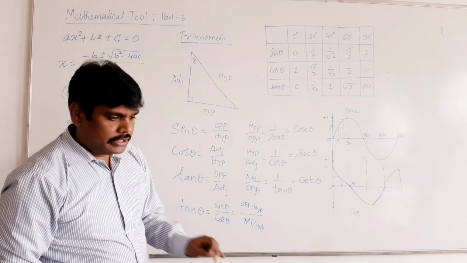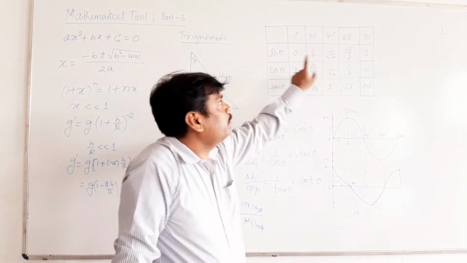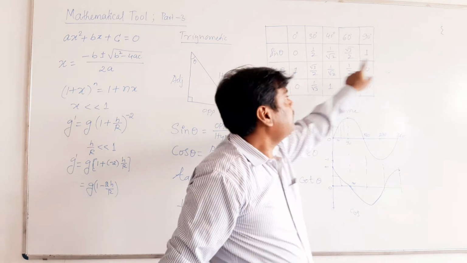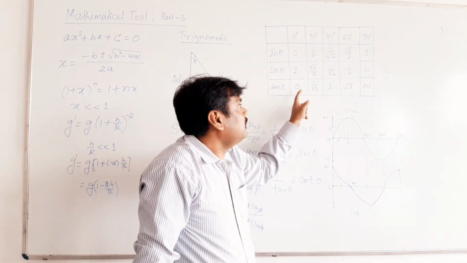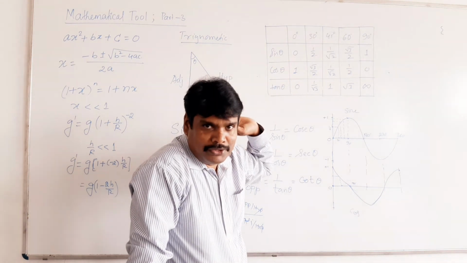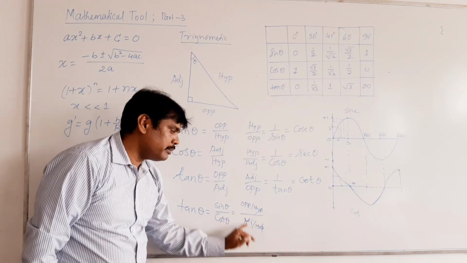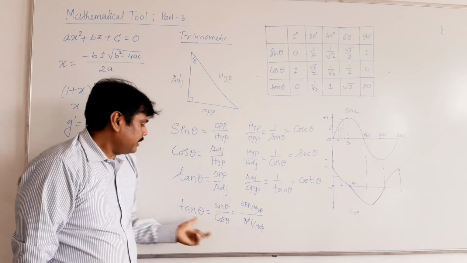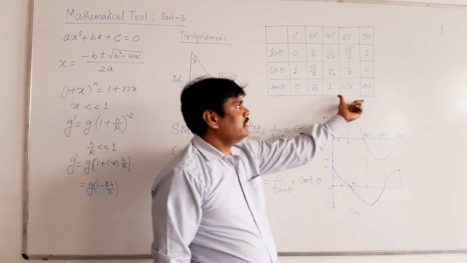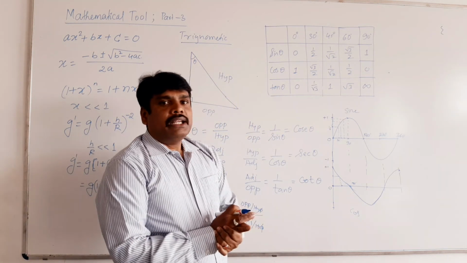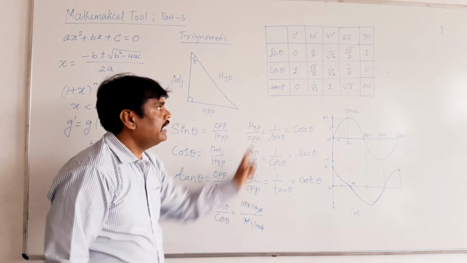Clear? So dear students, you should remember these values. As I told, if you remember the first row, then it is easy to write the second row and third row. The second row is the reverse of the first row and the third row is the ratio of the first row and second row, because tan theta is sine theta divided by cos theta. With that, we are getting these values. So I kindly request all the students, please remember these ratios and these values.